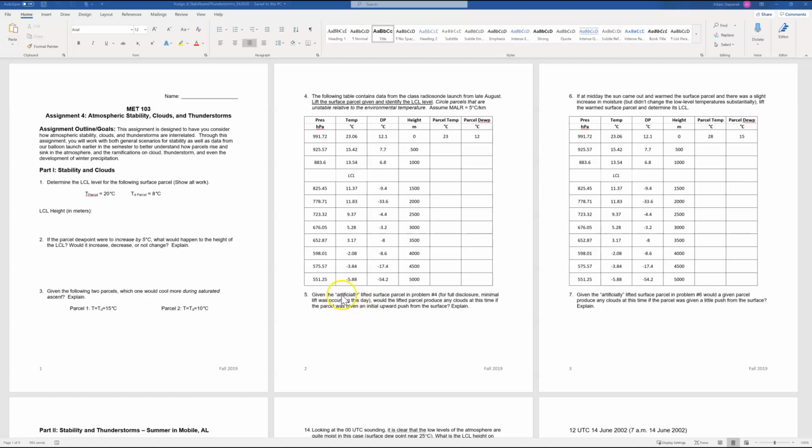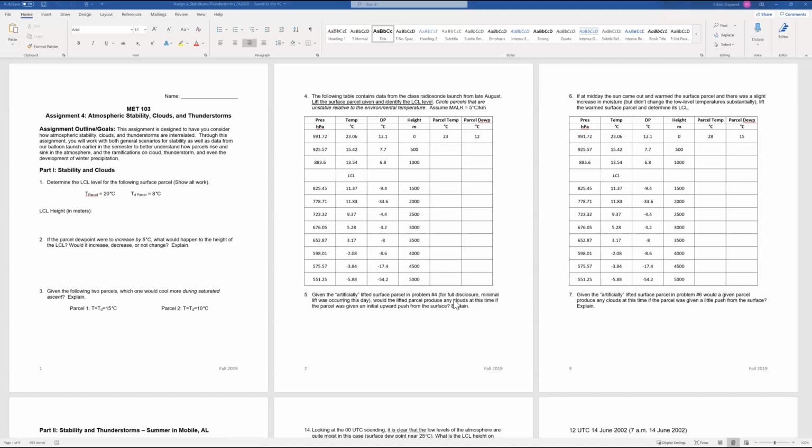And so here we're going to say that we artificially lifted the parcel because in reality, it wasn't a day where we had a lot of lift going on. And so you want to think about clouds that it might produce. Think here in terms of, do we have any layers in which the parcel is warmer than the environment, or are we going to simply have to force things upward without any periods in which the parcel is warmer?